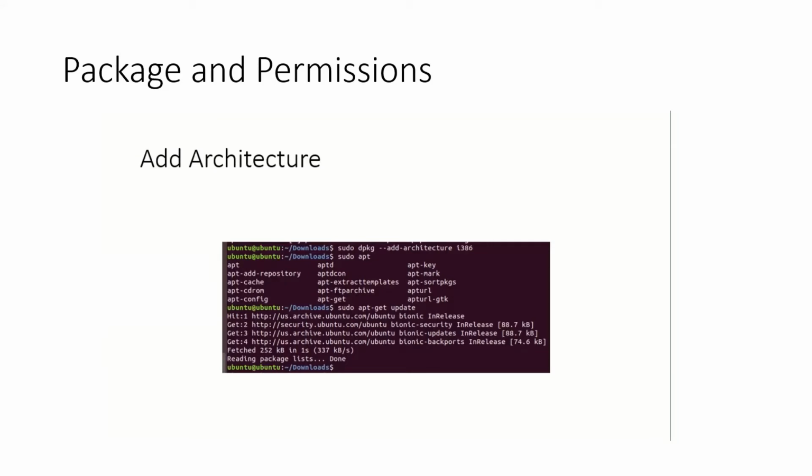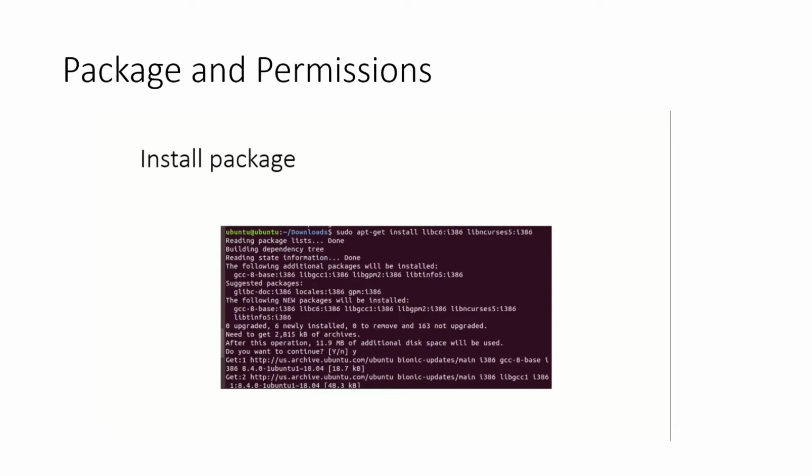Add the architecture i386, and then after that we have to run sudo apt-get update, and then after updating it we need to install the package lib6 i386, and then we have to click yes so that we can continue.